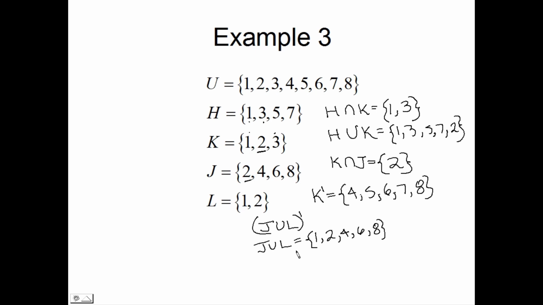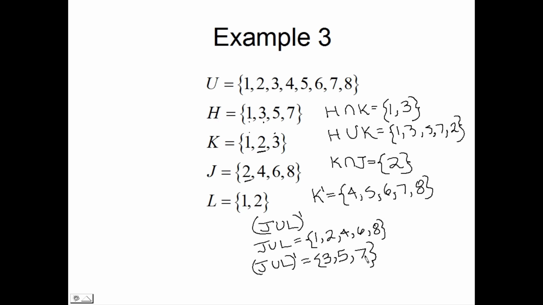Okay, so once we have J union L, now we can find the complement. That means everything that's in my universal set that was not in J union L. So you can go through your universal set. 1, 2, those are in there. Ooh, 3's not in J union L, so I need to list that. That's part of the complement. 4 is in there. 5 needs to be listed because 5's in my universal set but is not in J union L. And then I also need 7.